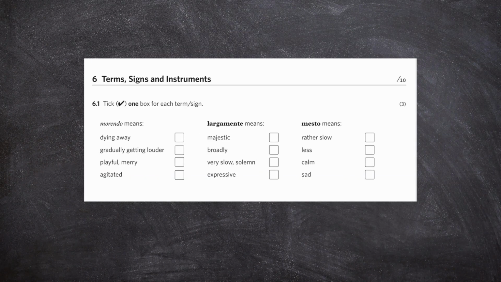Part 6. Musical terms, signs, and instruments. Question 6.1. Tick the correct answer for the following musical terms. This part is pretty straightforward, and here are the answers.